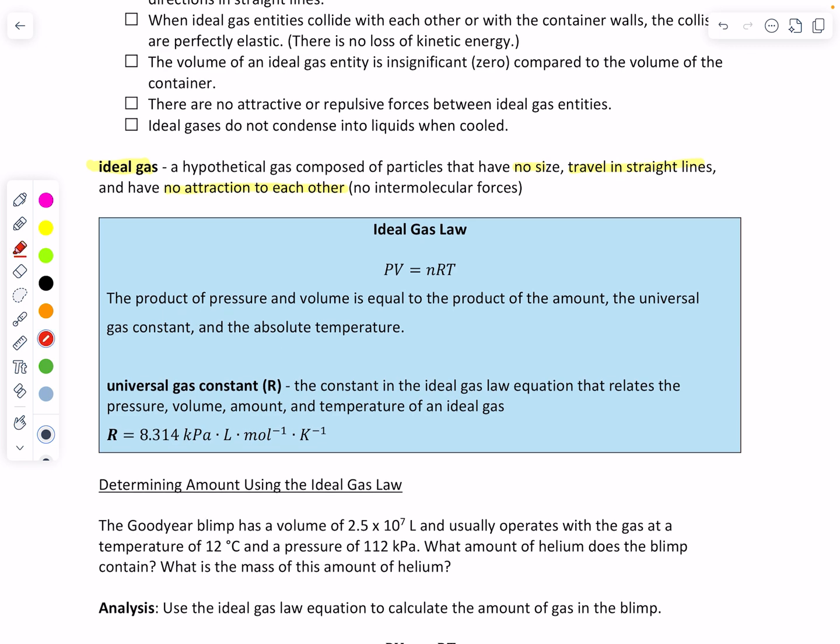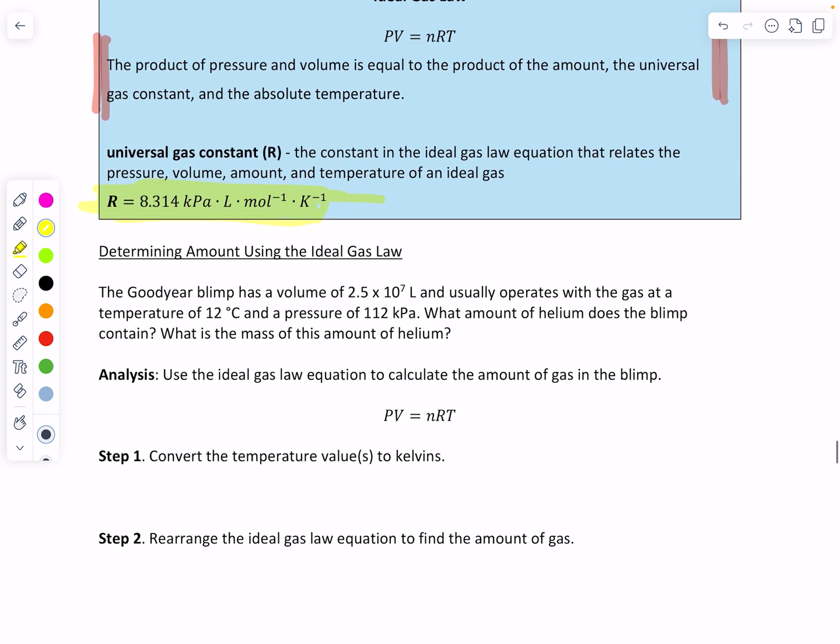The ideal gas law states that the product of the pressure and volume is equal to the product of the amount, the universal gas constant, and the absolute temperature. The universal gas constant, which is given the symbol capital R, is a constant value that will be found on your reference table, one that you don't need to memorize, but you do need to know how to find it. It's 8.314 kilopascals times liters per mole per Kelvin.